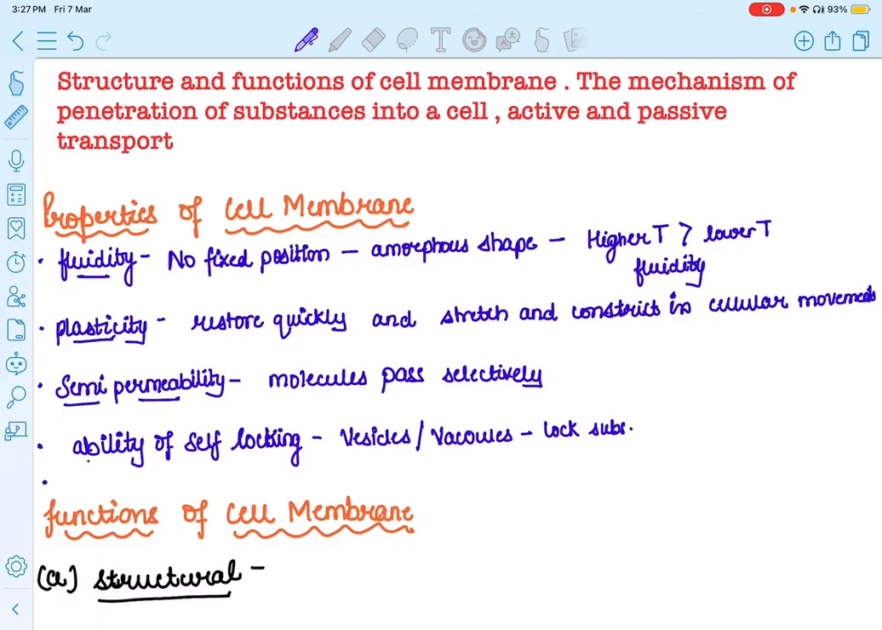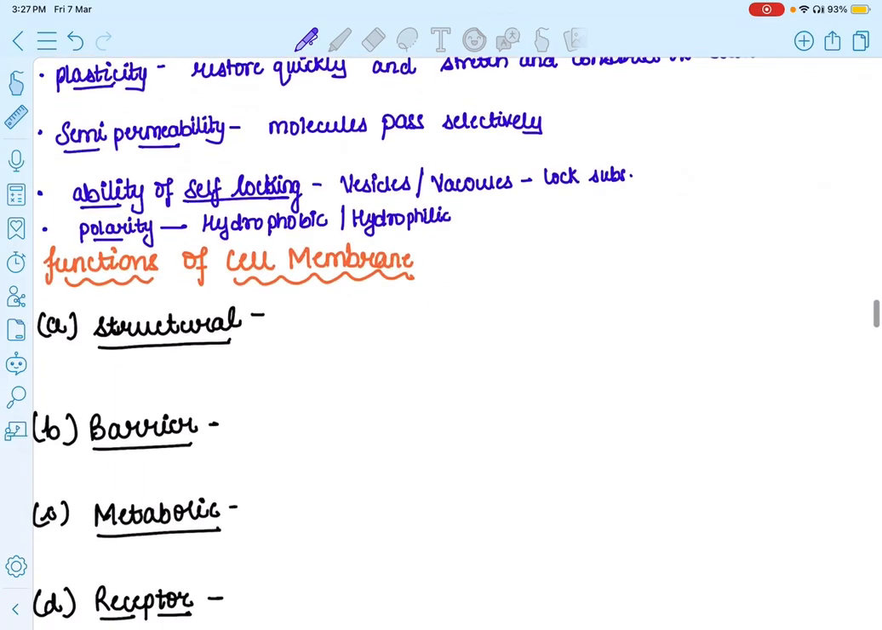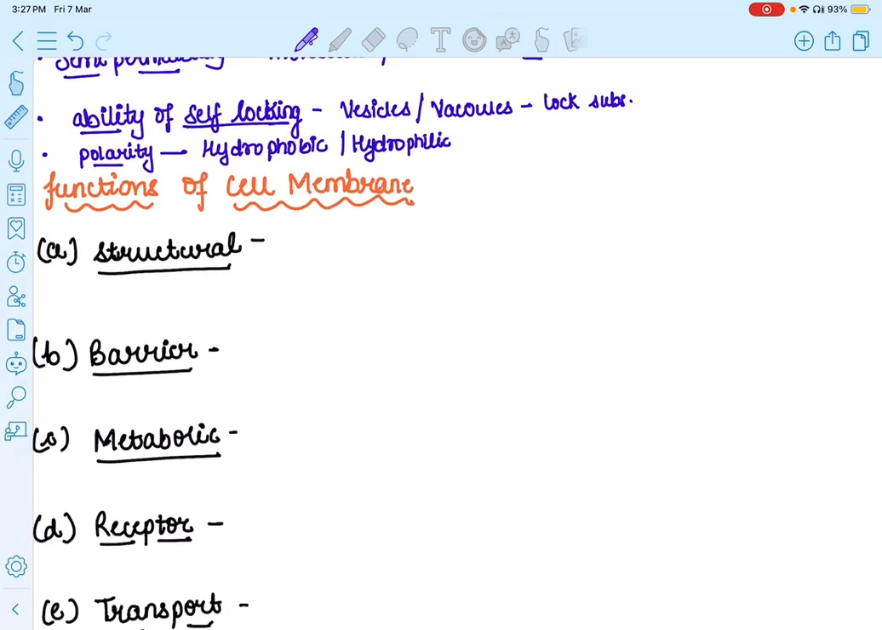Then in the end, we have polarity. There are two poles of the cell membrane, hydrophobic and hydrophilic. Hydrophobic means afraid of water, while hydrophilic means loving of water. So hydrophobic is not in contact with the water, but hydrophilic easily attracts the water. Okay.